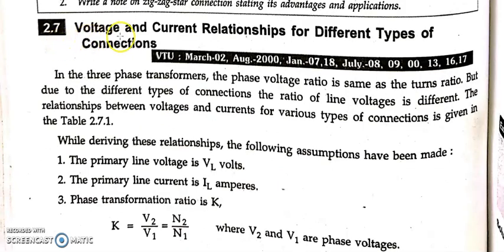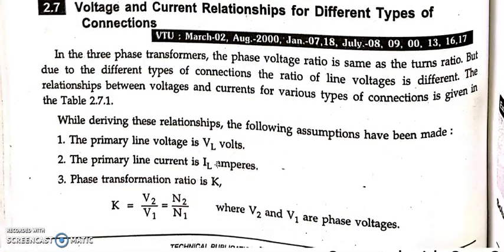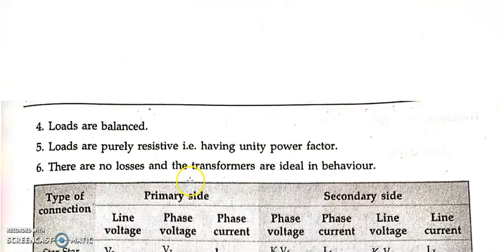Now let us come to the voltage and current relationships for different types of connection. Already we have discussed them; we are going to consolidate them in this table below. For your information, I want to remind you that line voltage is represented by VL and primary line current is represented by IL. You know the formula K = V2/V1 = N2/N1 = I1/I2.